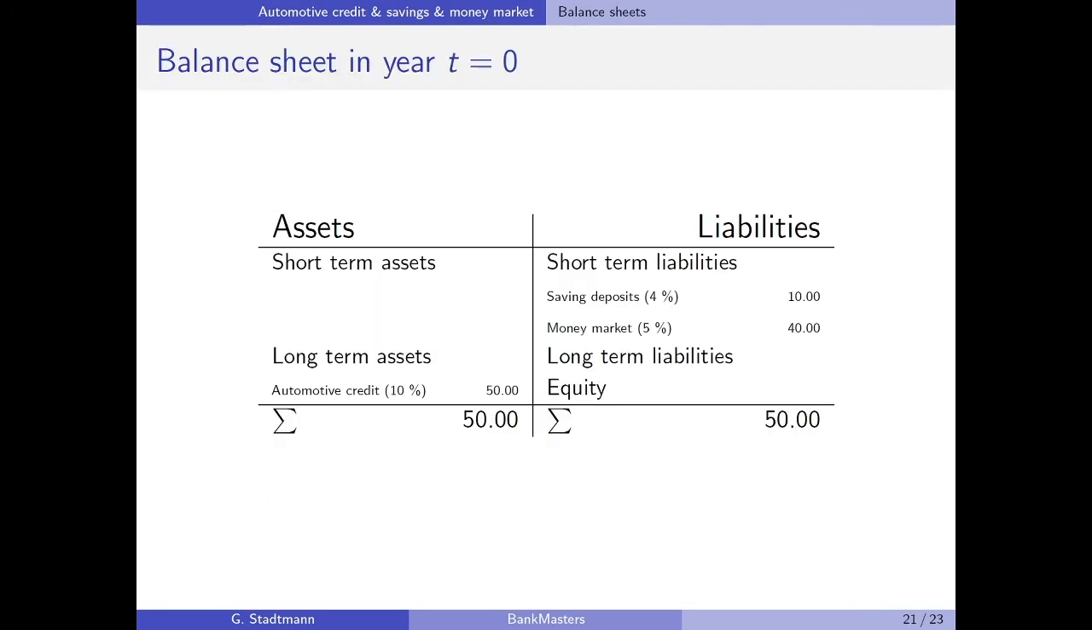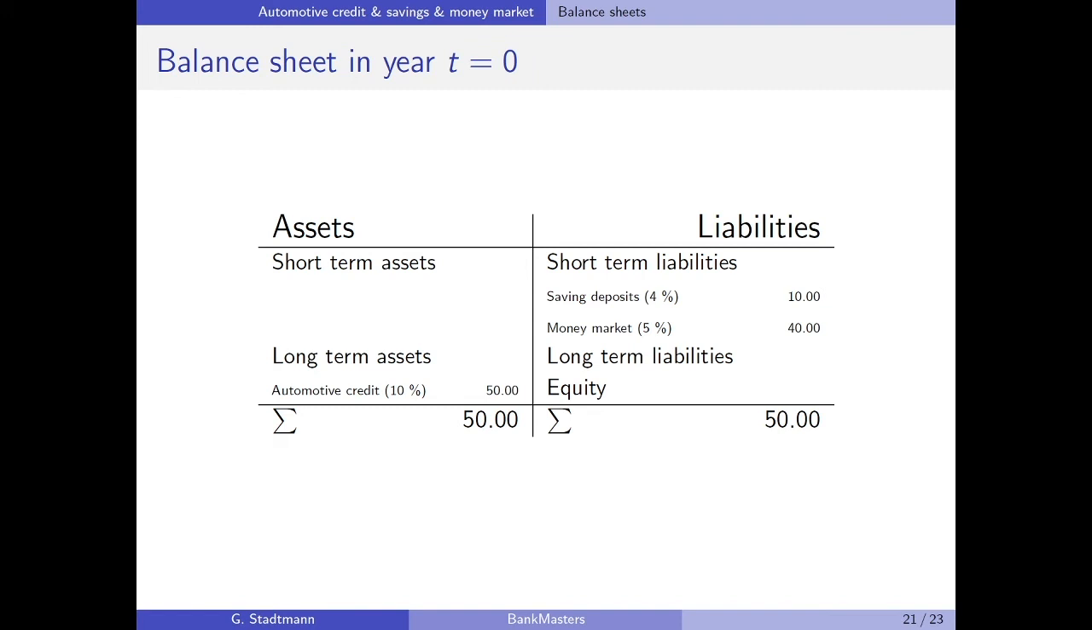So on the balance sheet side, we can see that for the year T equals 0, 50 is given for the assets and the liabilities, because we found that automotive credit was 50. The only part that we're considering, the 50, is the long-term assets, automotive credit, because the volume of A was 50. But on the right-hand side, we do not see a strict 50. We just see two values that add up to 50 and equalize to each other.